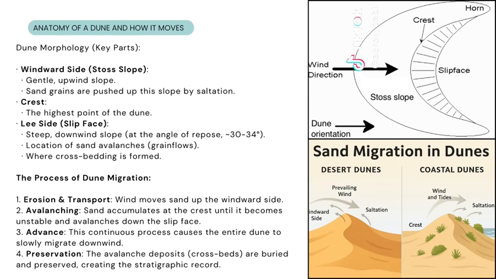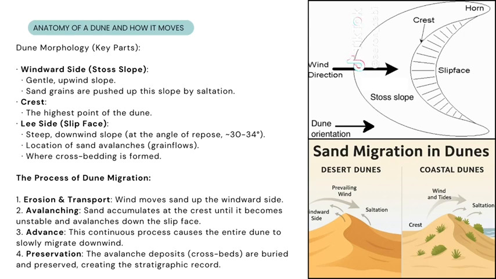Then we have here the lee side, or we can call it the slip face. This is the leeward side, sheltered from the wind, featuring a steeper slope. The angle of this slope, known as the angle of repose, is typically around 32 to 34 degrees. Then we have the process of dune migration.